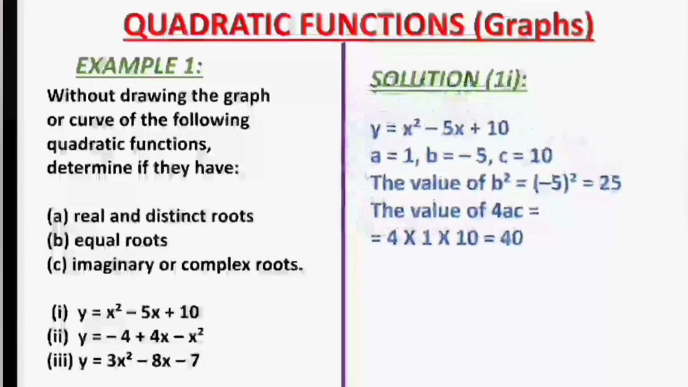Now let's note two values. The first value is the value of b squared, which is minus 5 squared, which is equal to 25. The second value we are to note is the value of 4ac, which is 4 times 1 times 10, which is 40. Now, to determine the nature of the roots of the first quadratic function, let's compare the value of b squared and 4ac. What do you notice?